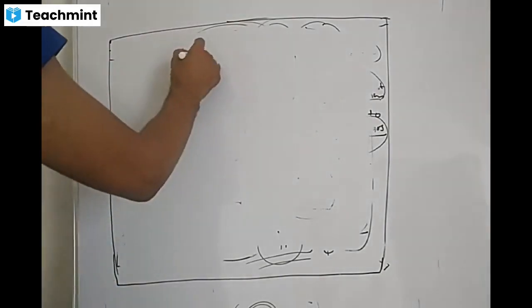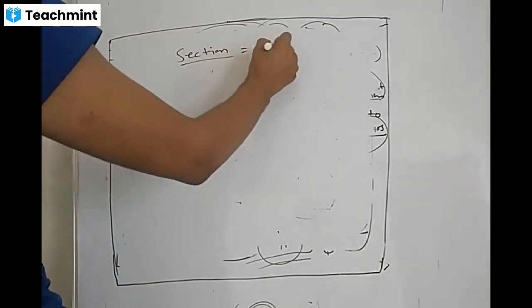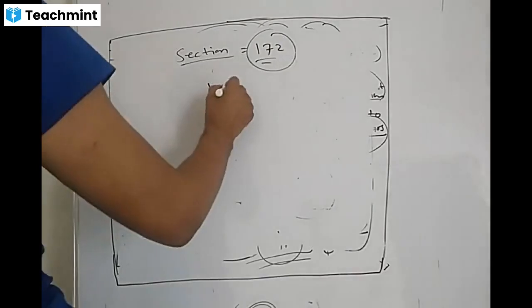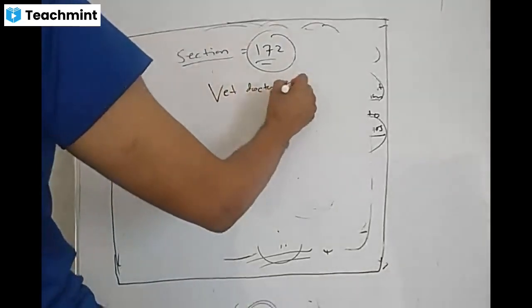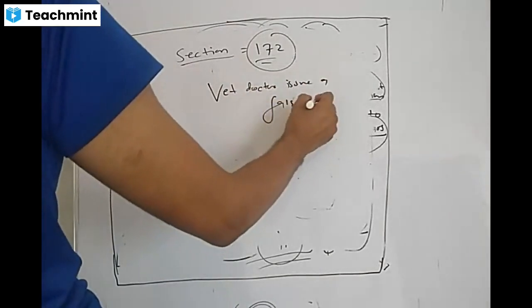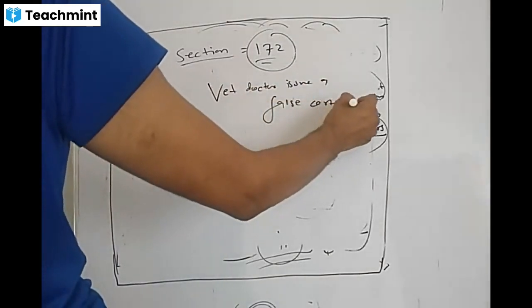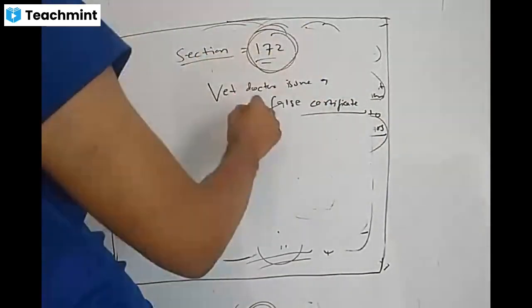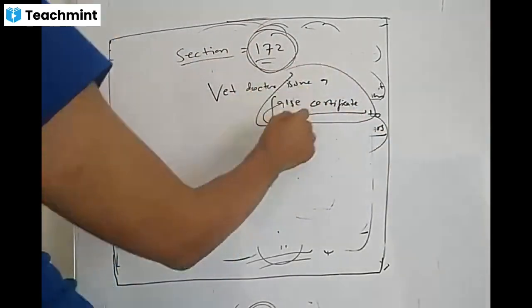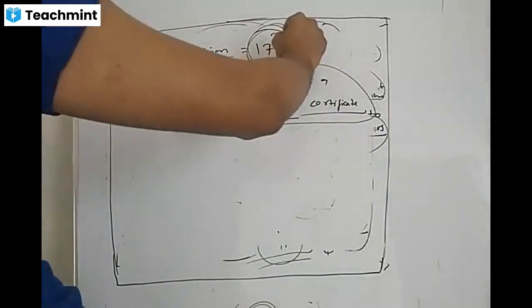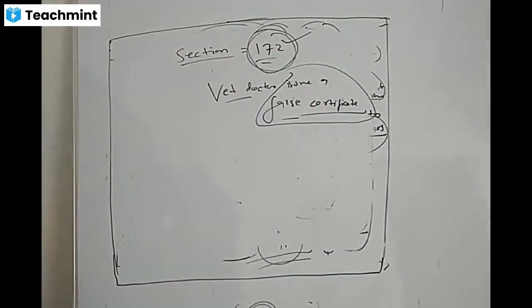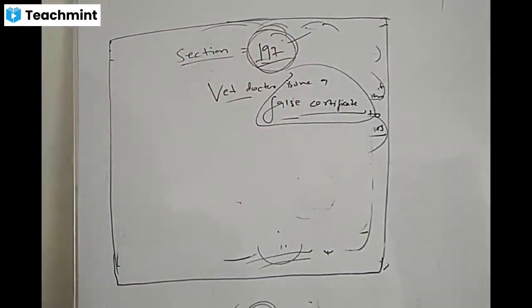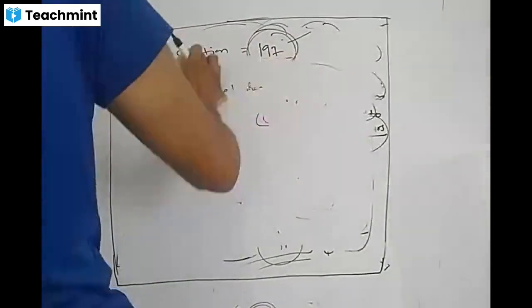After perjury, if I give one more example, suppose there is one section 172. In this section 172, if any veterinary doctor issues a false certificate, he is punishable under the section 172. So remember this 172, which is nothing but to issue a false certificate by a doctor. This is your 172, not 172, sorry, it is 197. It is 197.